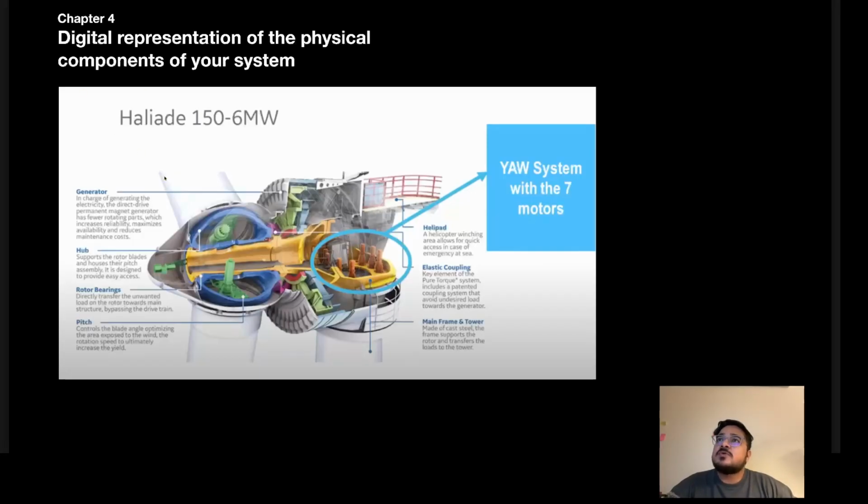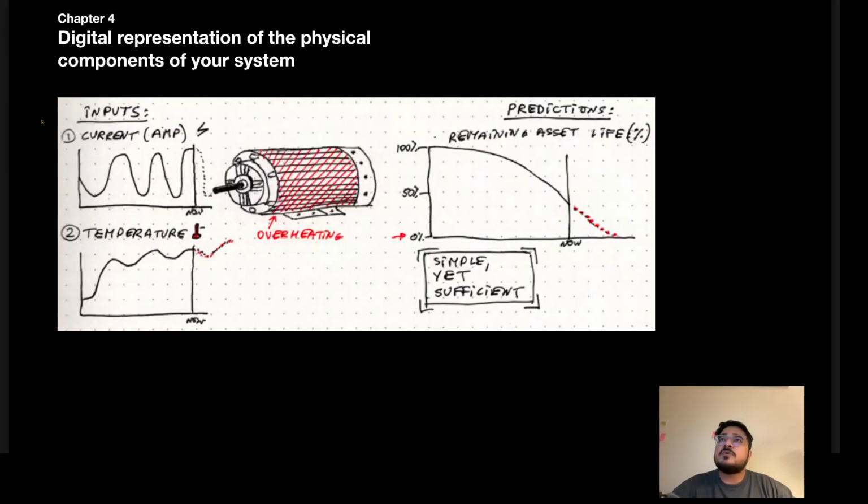All electrical motors, if you run them for a longer time, have more chances of failure, and their lifespan will decrease. To understand that, I'll show you one more image. This is a graph the author has drawn. This is showing overheating of the motor.